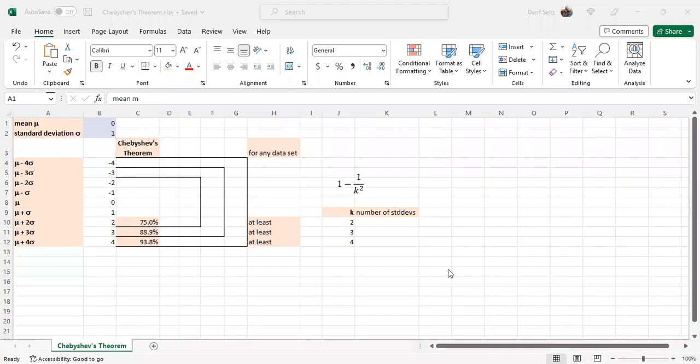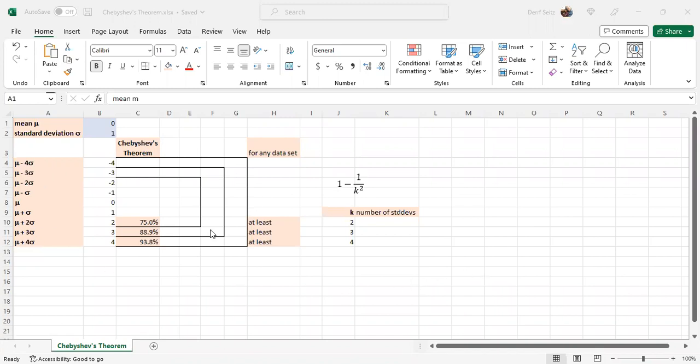This is Professor Derev Seitz, Chebyshev's Theorem. This video shows how to understand Chebyshev's Theorem and how to calculate the standard deviation boundaries using Microsoft Excel.